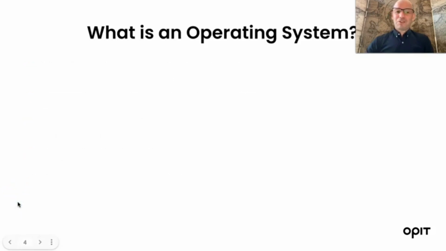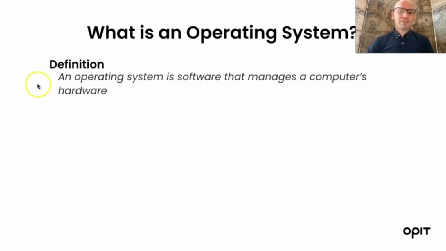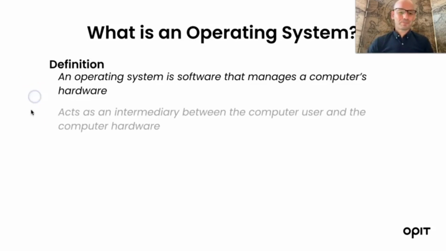But first, let's answer the question of, well, what is an operating system? Well, the definition, an operating system is software that manages a computer's hardware. So it acts as an intermediary, like a middle person between the computer user and the computer hardware. So it kind of intermediates between the two when they need to interact. And there's various reasons for the software needing to interact with the hardware. For example, you may need to print your Word document that you've been creating.